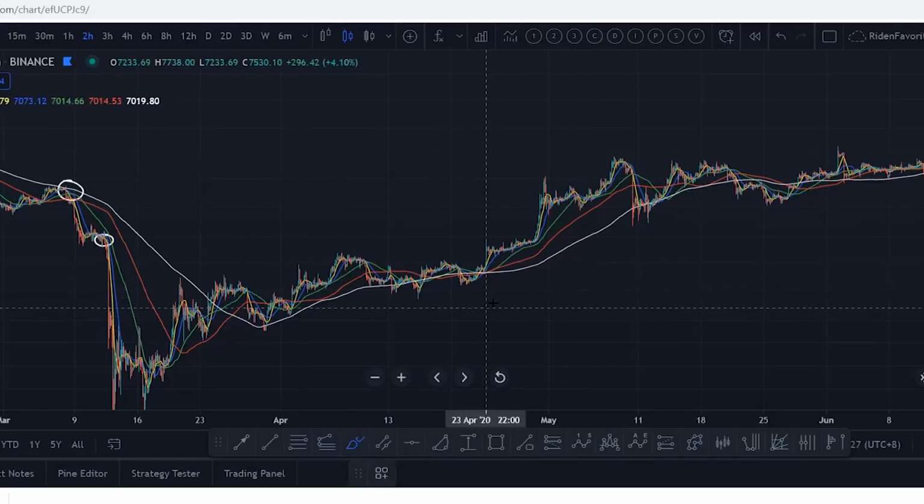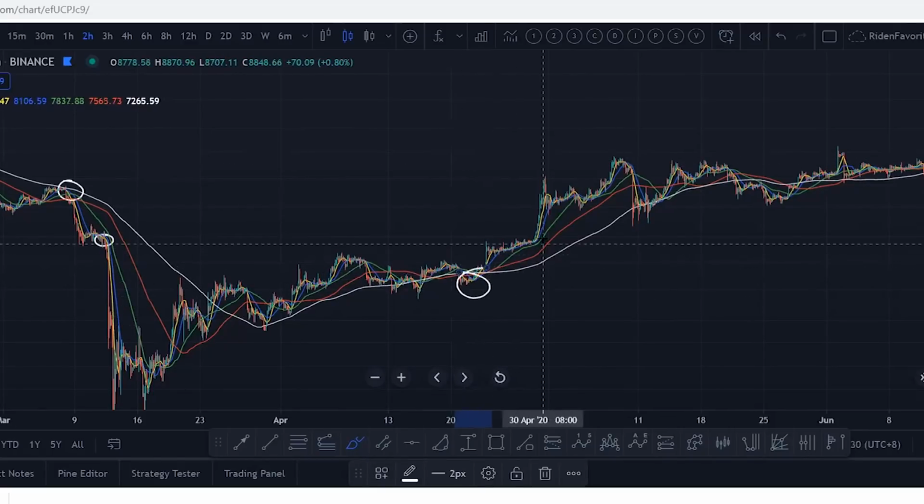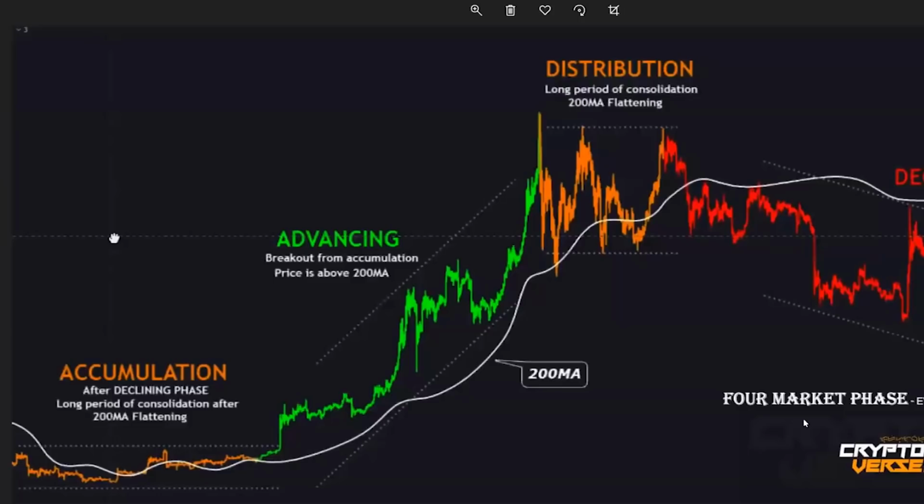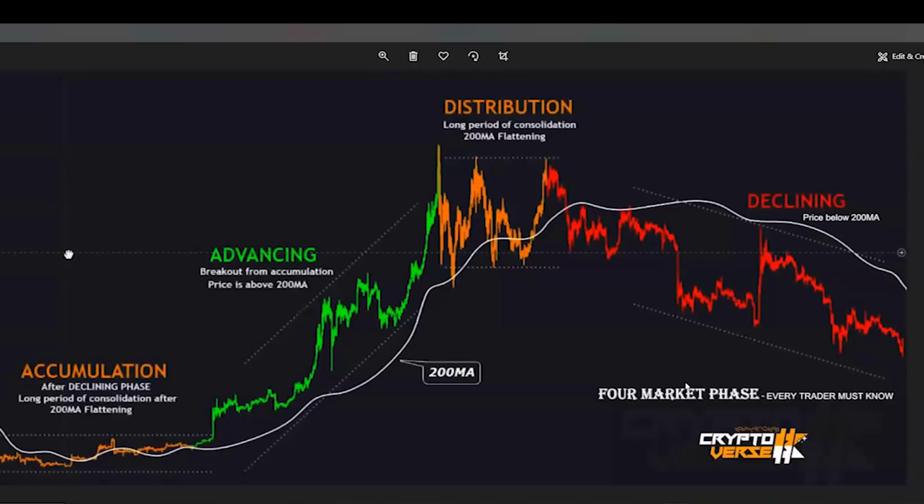Once the price action is above and the moving average works as a support, normally I'm looking for a buy position, a long position. With the use of other indicators, I can look at what the trend is right now. So I'll give you one picture. When I do technical analysis, I check what the scenario of the market is right now. Are we in the accumulation period? Are we in the advancing period? Are we in the distribution period? Or are we in the declining period?